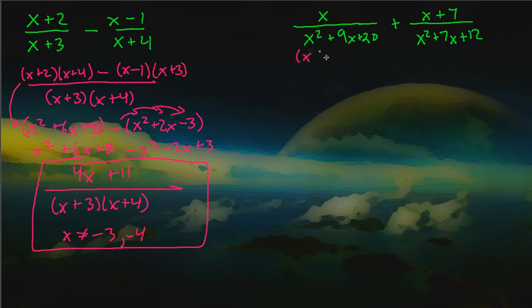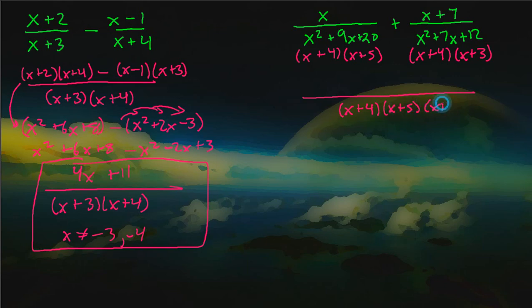All right, on this other one, I'm going to go ahead and factor. Get x plus 4, x plus 5. And right here, x plus 4, x plus 3. So that makes my common denominator x plus 4, x plus 5, and x plus 3. So I need to multiply this top by x plus 3, because this denominator is missing the x plus 3. Now I want to, do not be lazy, do not just drop parentheses. This one's missing the x plus 5.